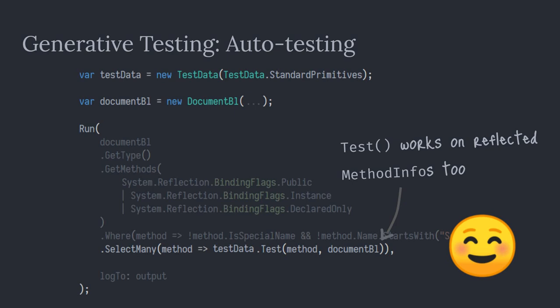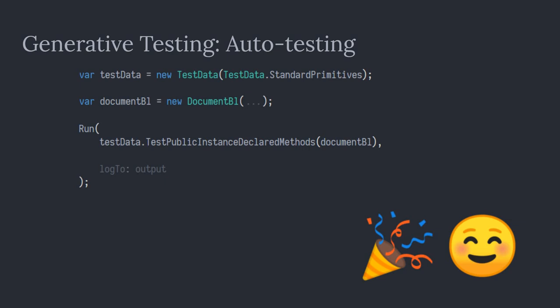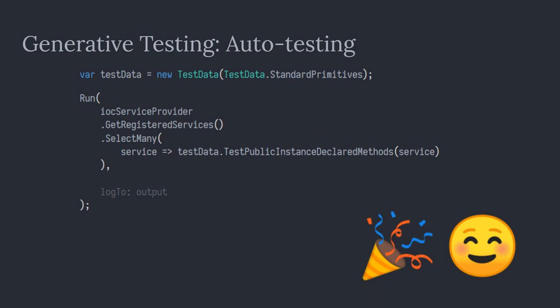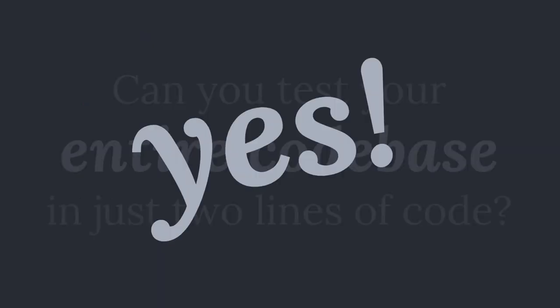Seemed like a neat idea, so I added this method to the generative testing library too. Here's what this code looks like now. It's getting leaner. The last thing to do then is loop over all instances in a codebase. Fortunately, that's really easy to do too, by leaning on the IOC injector. This now gets an instance for all the services, and generatively tests all permutations of their public methods. So the answer is a yes, you can test your entire codebase in just 2 lines of code.